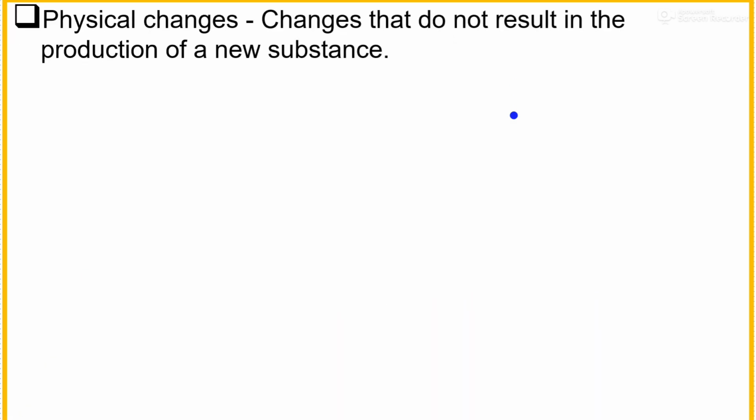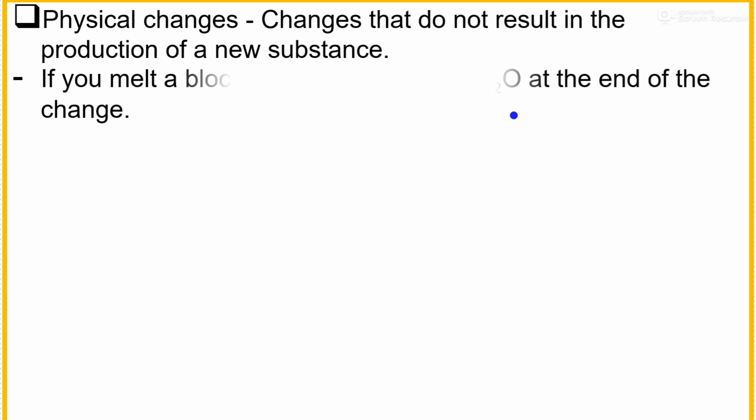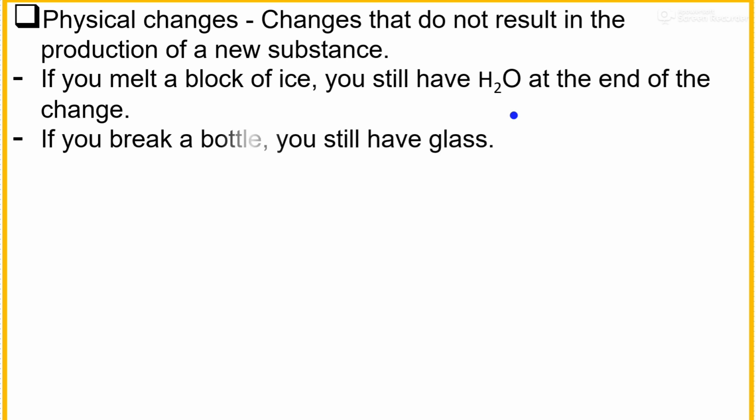So first of all, what are physical changes? Changes that do not result in the production of a new substance are called physical changes. Means in physical changes, no new products are produced. If you melt a block of ice, you still have H2O at the end of the change. The H2O will not change into another substance, so no new substances will be found in physical changes.